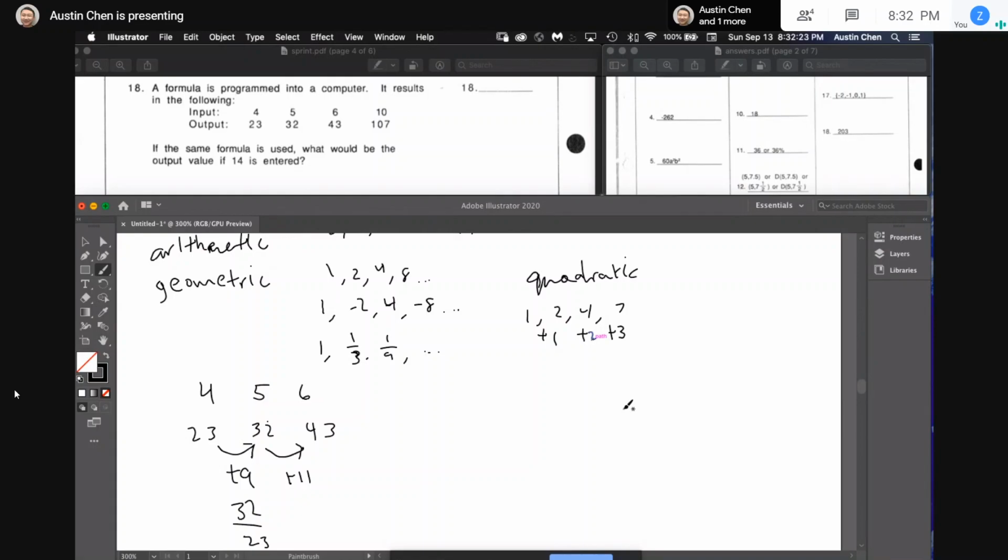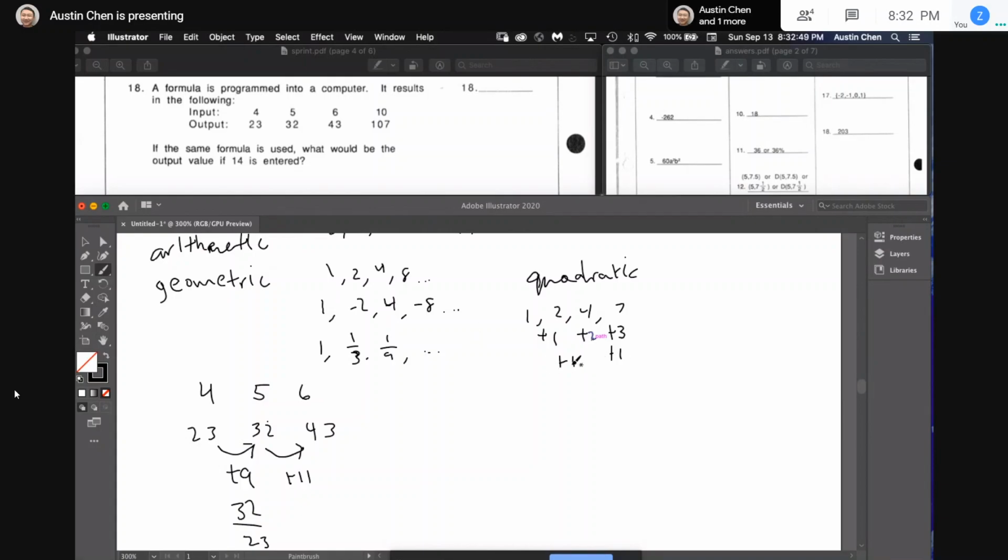If it's x squared, it will be plus 3, plus 5, plus 7, plus 9. So this would be a quadratic sequence because from 1 to 2 you're adding 1, from 2 to 4 you're adding 2, and from 4 to 7 you're adding 3. And in each of these addings you're adding 1.